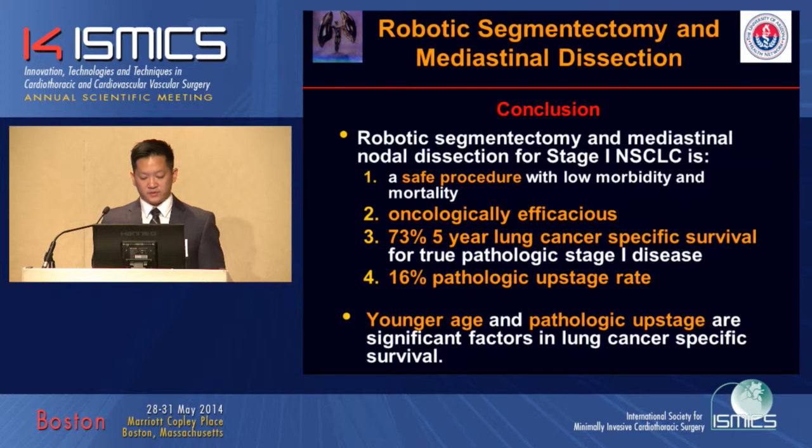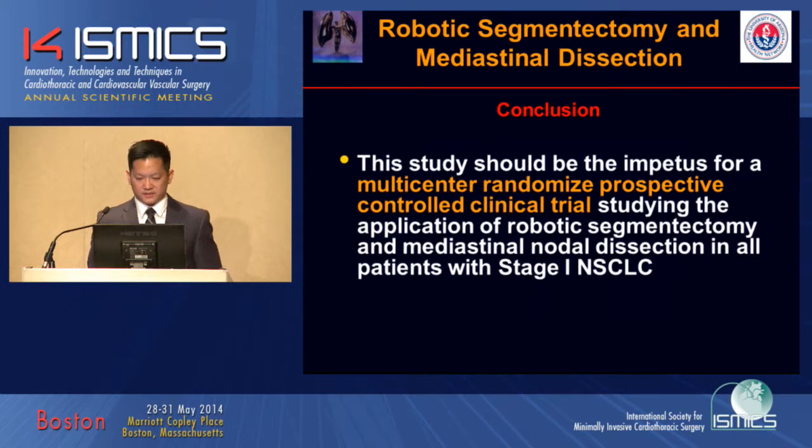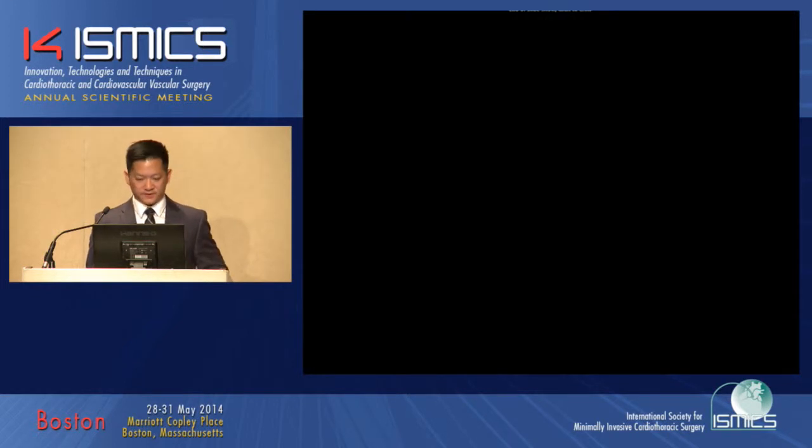Based on our multivariate analysis, younger age and pathologic upstage are significant factors in lung cancer specific survival. So the next thing is this study should be the impetus for a multi-center randomized prospective trial looking at robotic segmentectomy and mediastinal dissection in all patients with stage 1 non-small cell lung cancer. That's it.